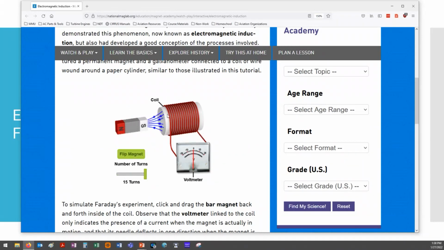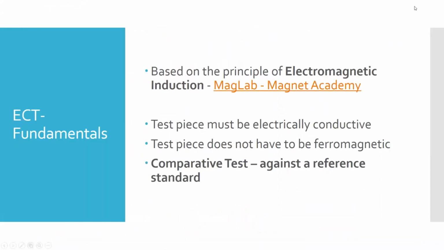So a changing magnetic field inside a coil of wire is going to induce a voltage in that wire. That's the key with eddy current testing. So that's why this test piece has to be electrically conductive, because we have to be able to induce an inductive property into the metal. But it just has to be conductive. It does not have to be ferromagnetic.